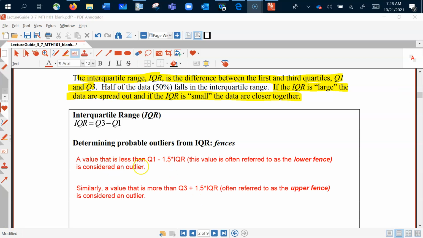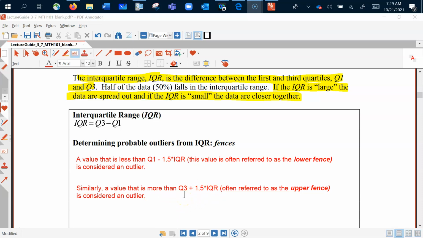A value that is less than the first quartile minus 1.5 times the IQR is considered an outlier. That's called the lower fence in many textbooks. Similarly, a value that is more than the third quartile plus 1.5 times the interquartile range, also called the upper fence, is considered an outlier. So we consider a data value an outlier if it's 1.5 times the IQR below the first quartile, or 1.5 times the IQR above the third quartile.